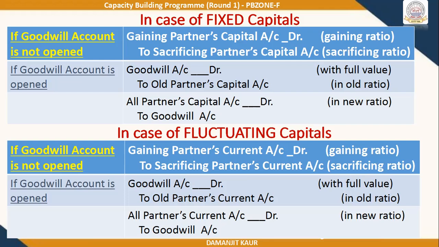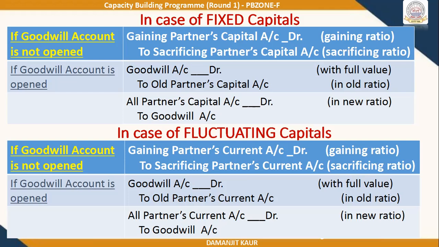So again, I apologize for the mistake here. It is written wrong. First is fluctuating capital and then is fixed capital. Let's have a look at the entries. If goodwill account is not opened, we have to pass the adjustment entry. That means it will be gaining partners capital account debited to sacrificing partners capital account.